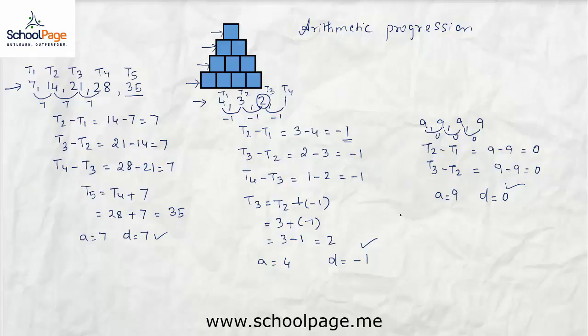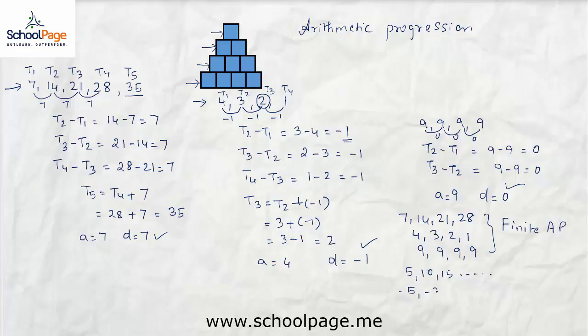Let us look at this list of numbers: 7, 14, 21, 28; 4, 3, 2, 1; and 9, 9, 9, 9. These are called finite APs because these lists of numbers have finite terms. If we had a list of numbers like 5, 10, 15 and it goes on, or -5, -3, -1 and this list goes on, then these are called infinite APs, as we do not know the last term of this list.